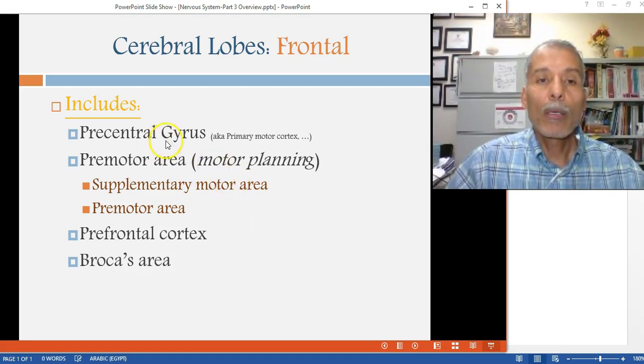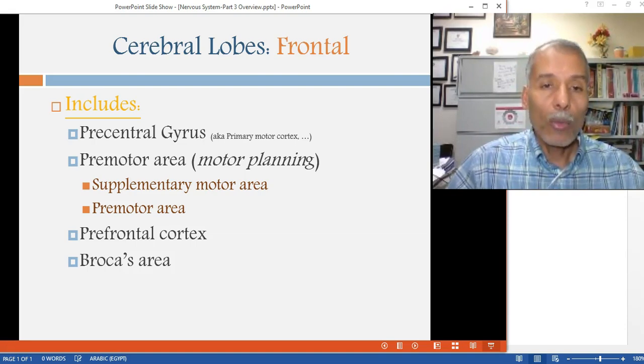So the frontal lobe includes many important landmarks, and a lot of them have to do with motor and motor planning, and also with attention and memory and decision making and judgment and so on. The frontal lobes are critical. It is very hard to live without them, or if they are damaged.